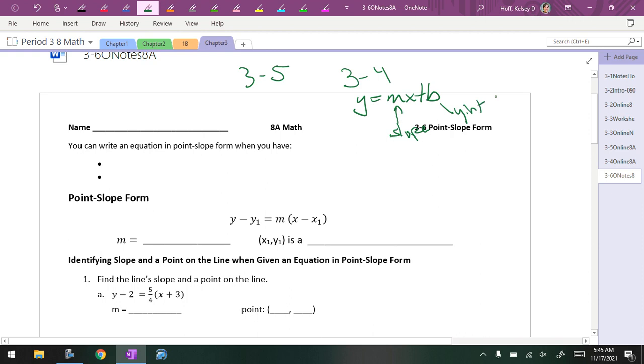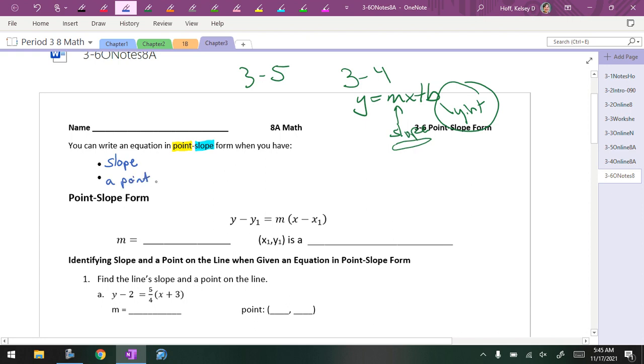Now, the slope is pretty straightforward. They're going to give us the slope, or we can calculate the slope. You guys are really good at that. But they're not always going to give us the y-intercept. And so sometimes it's hard to use that formula, or impossible to use that formula, because we don't have the y-intercept. But that's where 3-6 comes into play. So we can write an equation in point slope form when they give us the slope and a point.